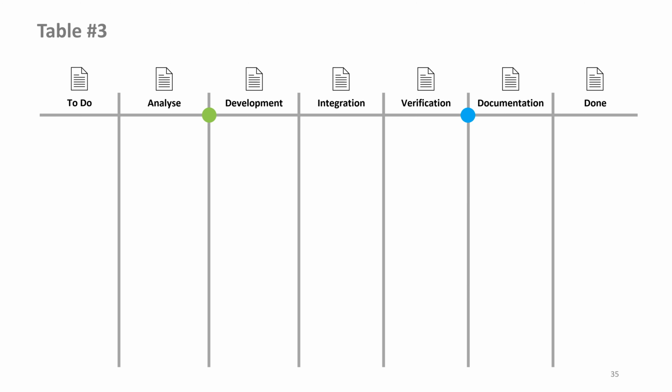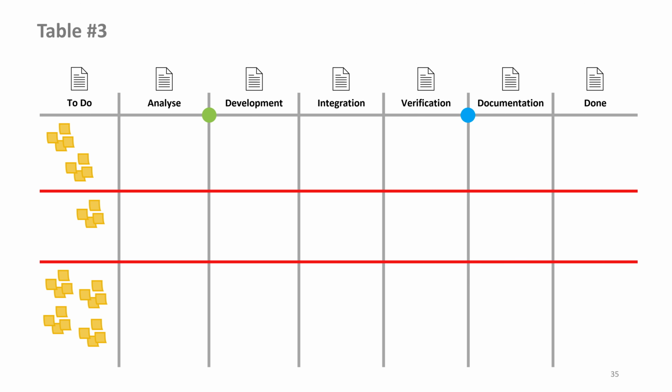For visualization, we need to make the whole work visible. See the notes on the far left. Kanban boards have swim lanes, shown here as red lines. It is a horizontal distinction. We could have a swim lane for new features, for bug fixes, and for prototypes. Swim lanes are optional.